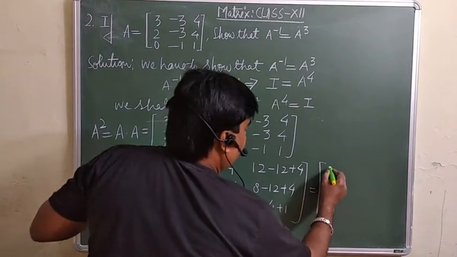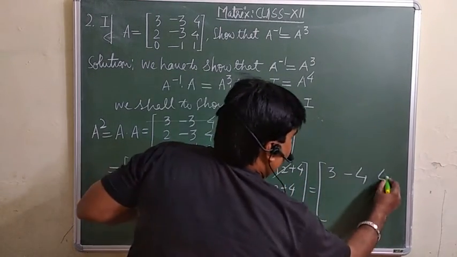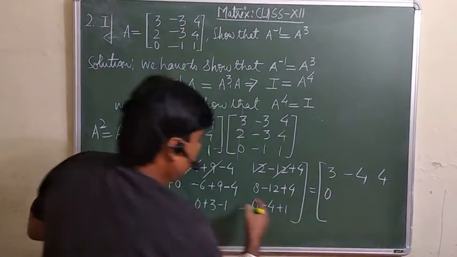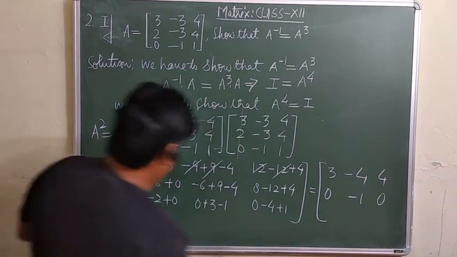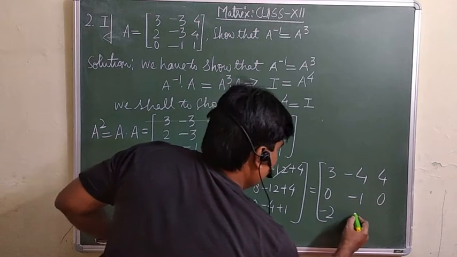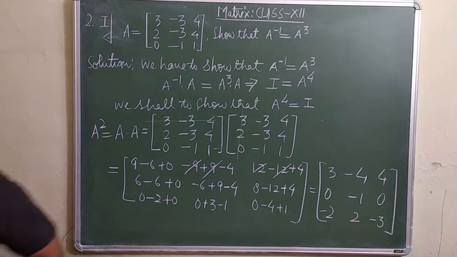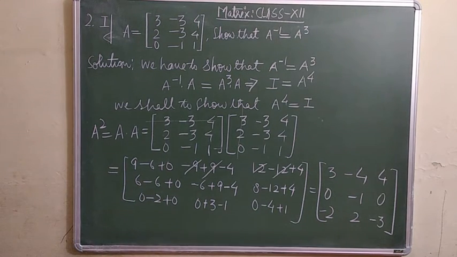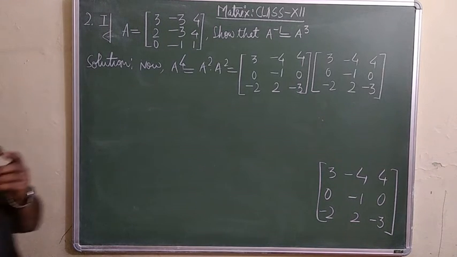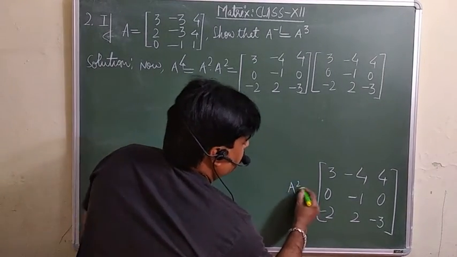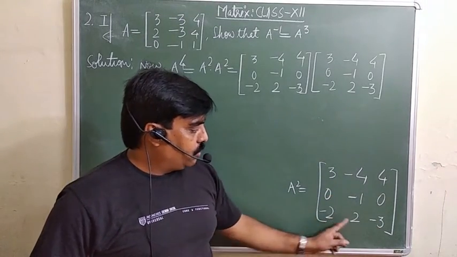6 minus 9 minus 6 is 3. This is minus 4, 4. Here is 0. Then minus 1 and 0. Minus 2, 2 and minus 3. So this is your A square. Have a look. So A square we were getting: this one was 3, minus 4, 4, 0, minus 1, 0, minus 2, 2, minus 3.